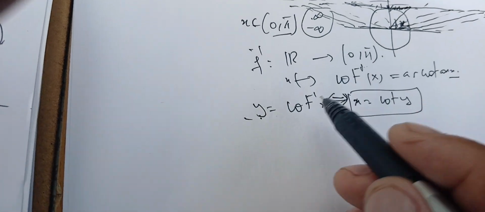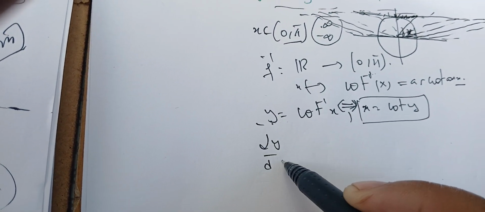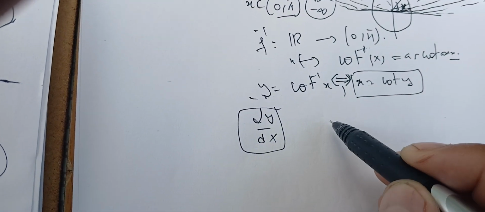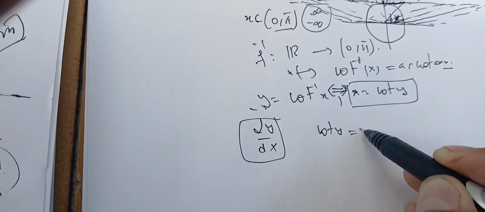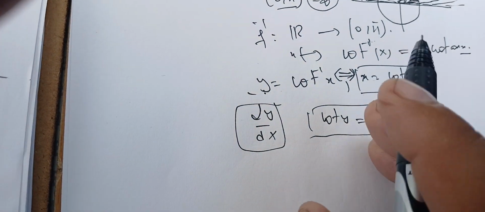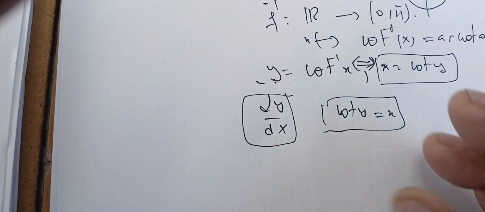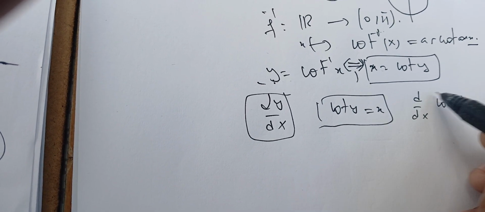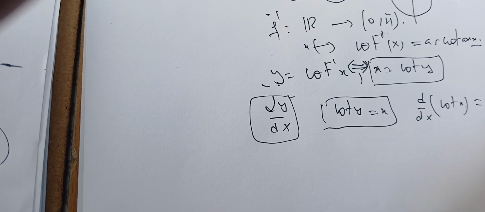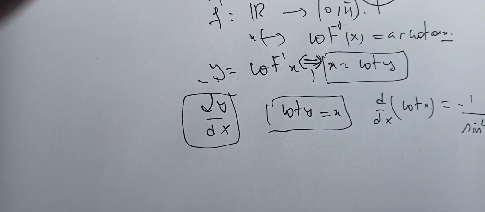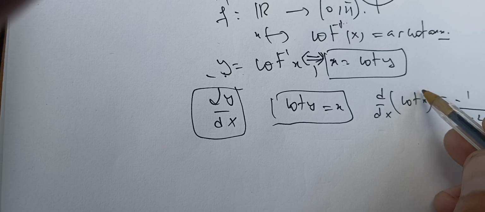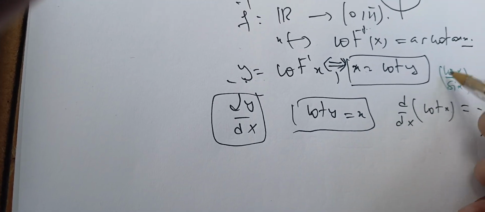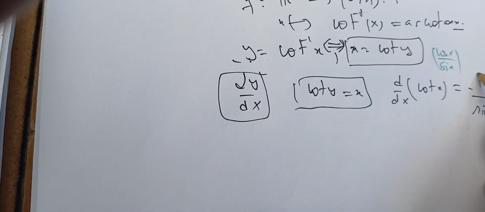Okay, and our aim now is to compute dy over dx. Okay, how can we do that? So we can start from here. So we have cotangent of y equals x. But before that, we need to have some results in our mind. We need to know that d over dx of cotangent of x is minus 1 over sine squared of x. To get this result, just write cotangent as cosine of x over sine of x and differentiate as you have two functions, f over g, and we will get this one.